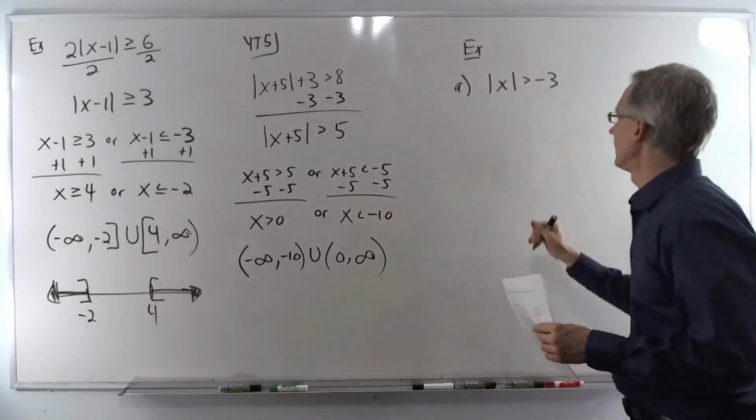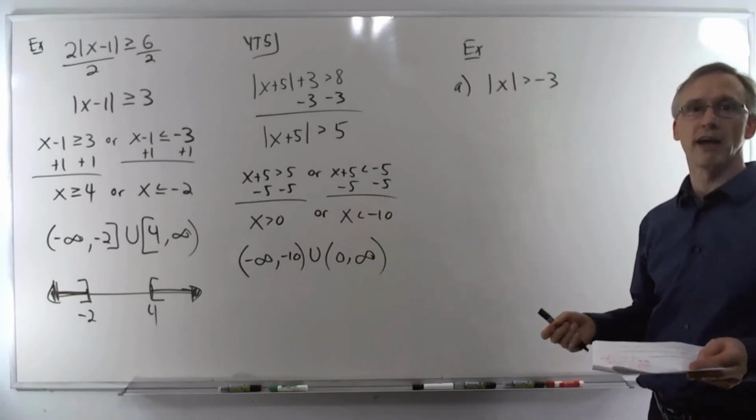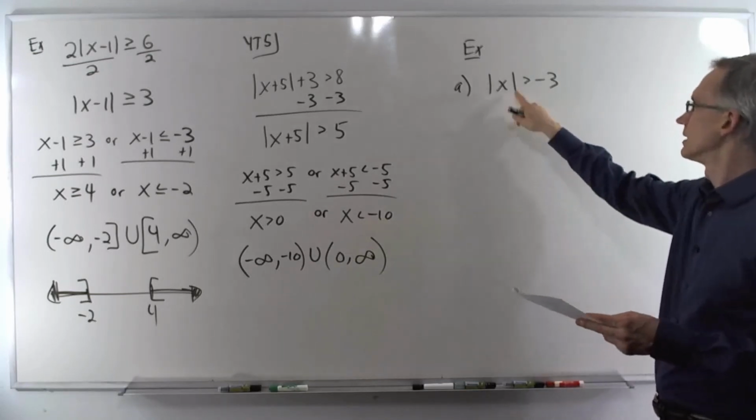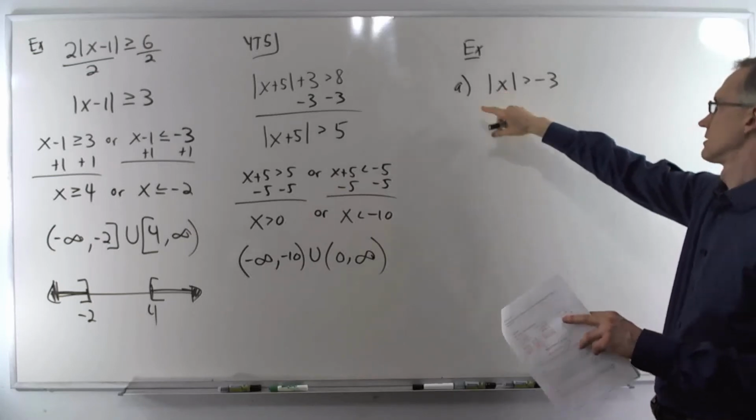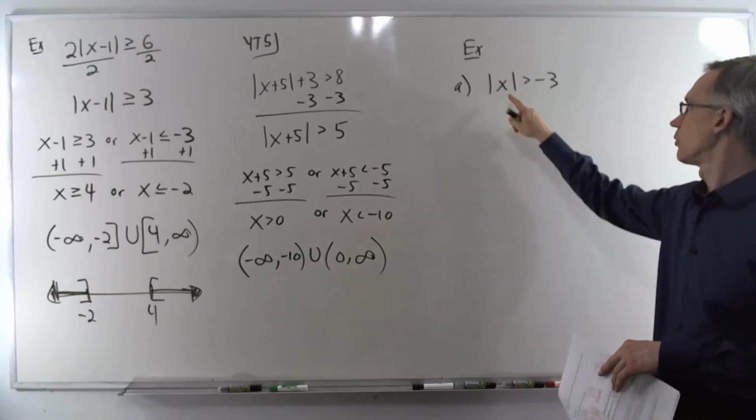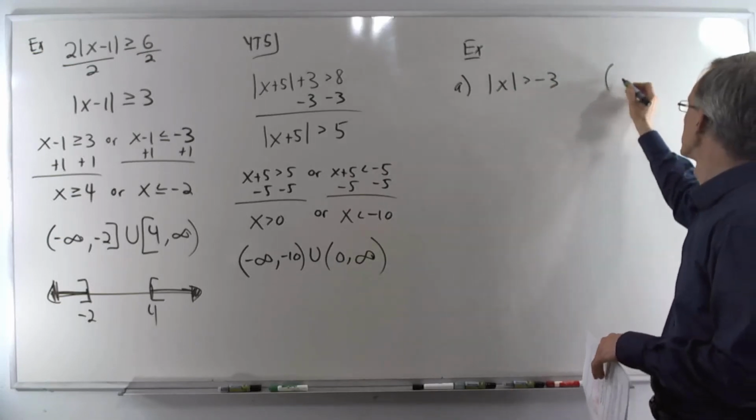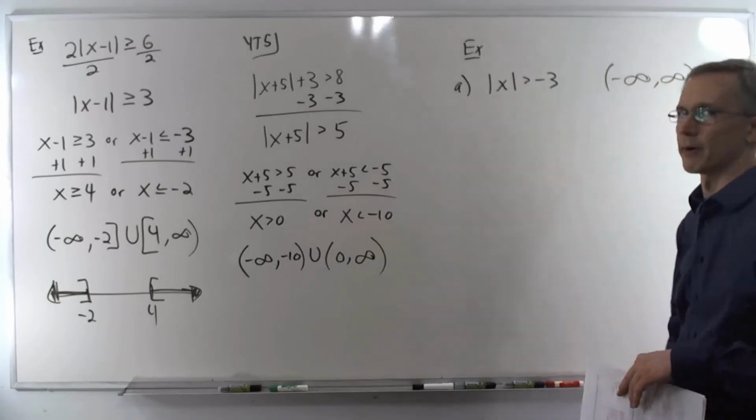Okay, so what if you have an absolute value that's greater than some negative number? Well, absolute values are always positive. It doesn't matter what number we plug in here. I could plug in -1 billion, and it's still going to be positive, so 1 billion is greater than -3. So it doesn't matter what we plug in here, it's always true, so the solution to this is all real numbers. Negative infinity to positive infinity.